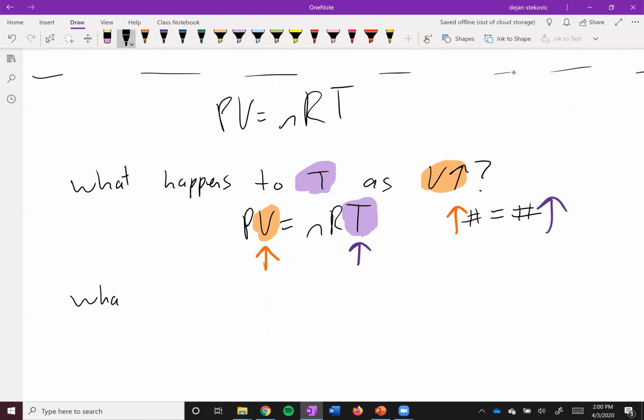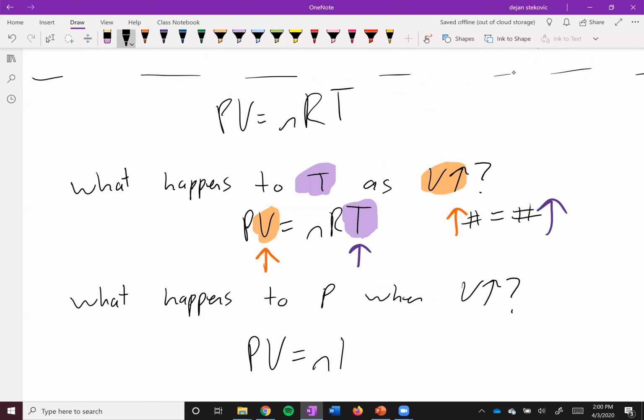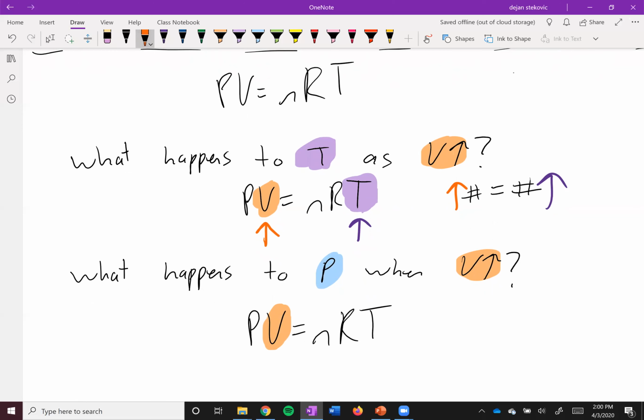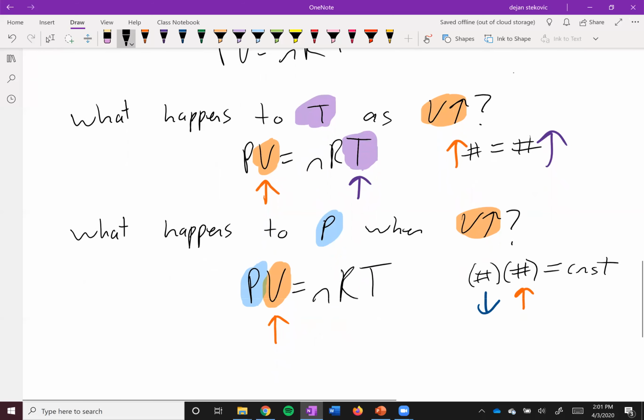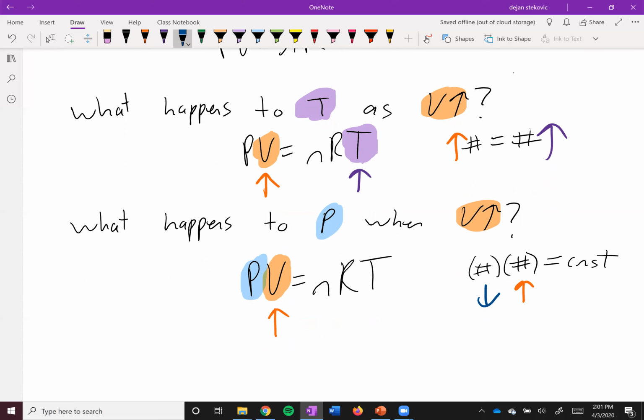Let's do one more example. What happens to pressure when volume increases? Same thing, volume increasing, but now we're asking what is happening to pressure. And remember, you're assuming everything else is staying constant. So identify our variables: volume over here, and we're saying that volume is increasing. And then we're asking what's happening to pressure. Well, think about a number times a number, which is what we have here, equals some constant, because nRT we're assuming is constant. So if one number increases, in order for this number to not change, the other one must decrease. So arbitrarily plug in numbers and see what you have to do when one increases or decreases. So as volume increases, pressure decreases.